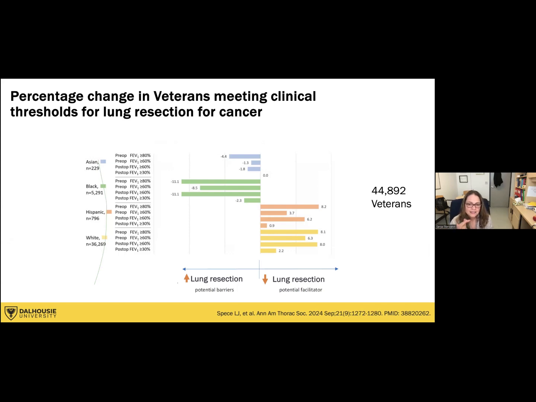When we look at potential changes in who will get referred for lung resection, we see that Asian and Black individuals now are going to be less likely to be recommended for lung resection. So they're going to potentially have new barriers. And white and Hispanic individuals will be more likely to be classified.